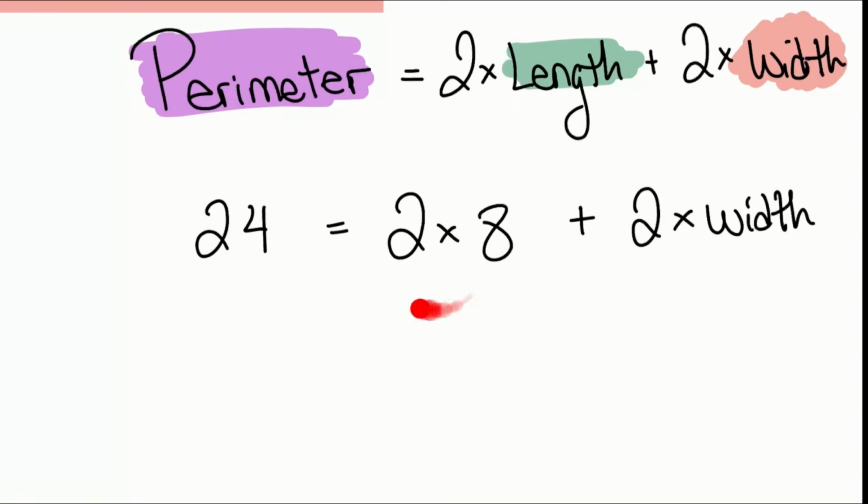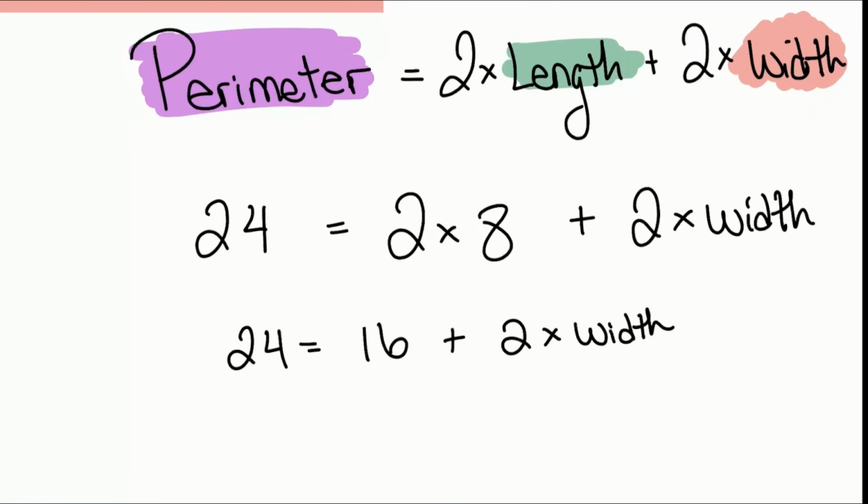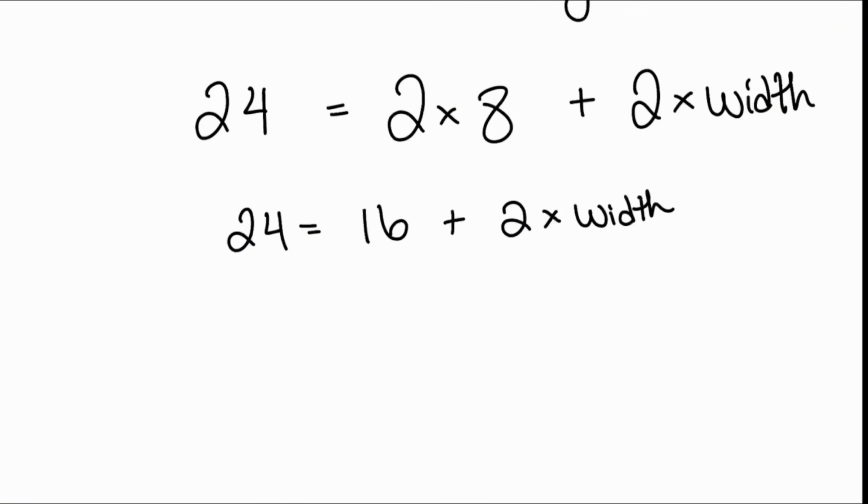2 times 8, what is that? Hit me with it. That's going to be 16, right on. 24 equals 16 plus the 2 times the width. Nice and easy. And then from there, everybody, how do we do this? The 16 is just sitting there. It's considered a plus 16, a positive 16.